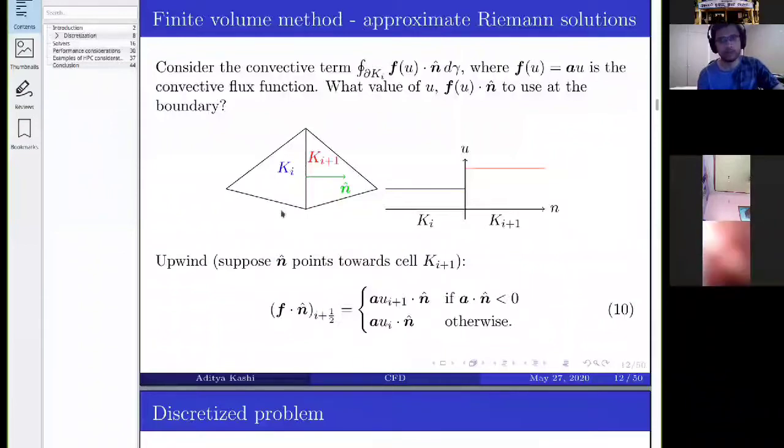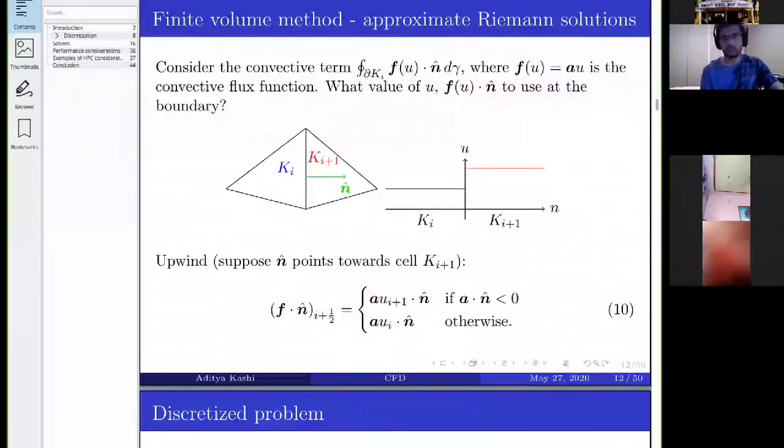So this is called an upwind numerical flux. And why this makes sense is because since the flow is going from right to left, it is the upstream information which would affect the downstream regions. So it makes sense to pick the upstream data for the discretization. And similarly, if the flow is actually from left to right, then we use the data from the left cell. And that is how we resolve what value to use for this integral here. And that is why the Riemann problem is important.